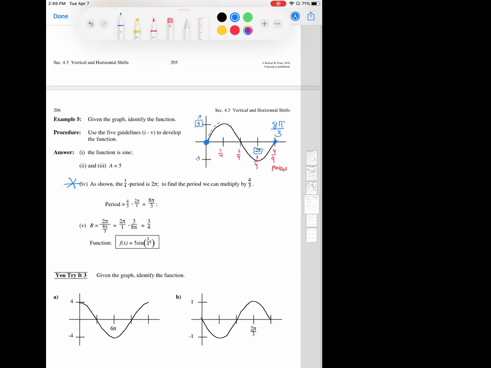Now I go ahead and I divide that by 2 pi, as usual. You see here, we divide that. We take 2 pi and divide that by 8 pi over 3. And our answer is 3/4. So our B is 3/4.